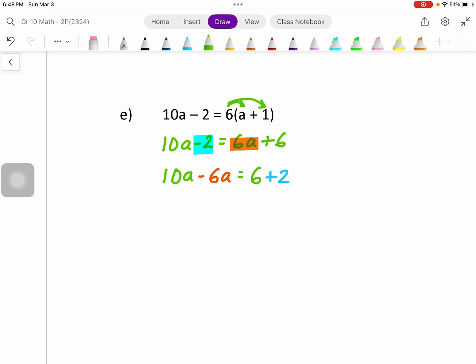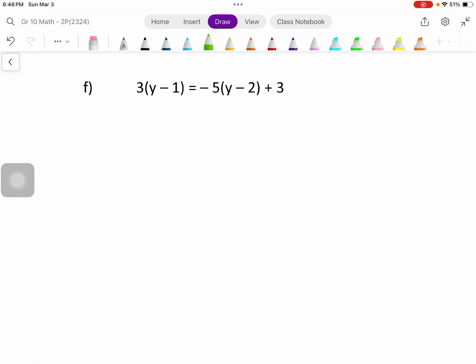Now let's simplify. 10a subtract 6a is 4a, and 6 plus 2 is equal to 8. Last step is to undo our multiplication of 4 by dividing. 4a divided by 4 is equal to a, and 8 divided by 4 is equal to 2. So there's our solution. A equals 2 for this question.